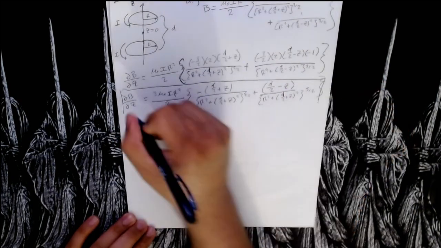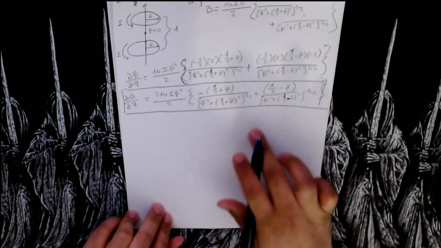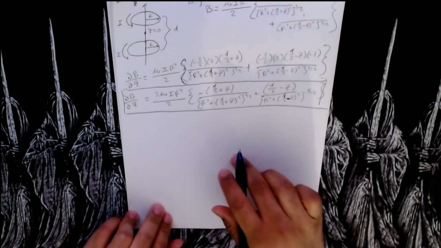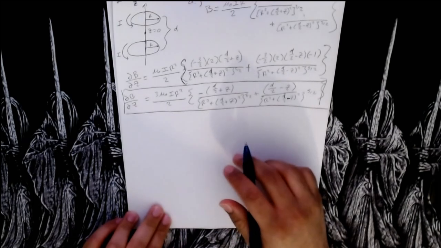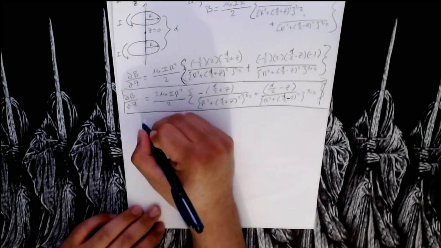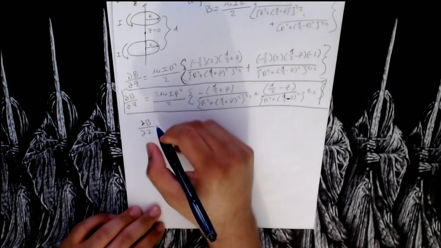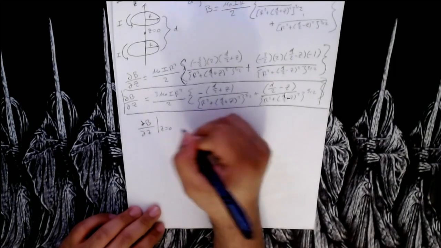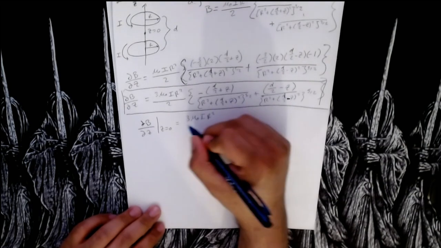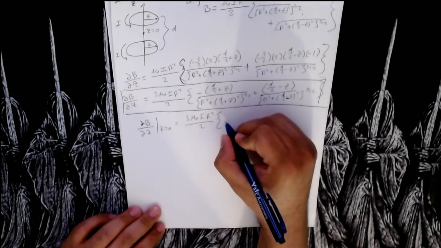Yes. So this is pretty much the first part of part A, right? And now we need to show that dB/dz is 0 at the point midway between them, so it's when z equals 0. So we can say dB/dz when z is equal to 0 is going to be 3 mu naught I r squared over 2.